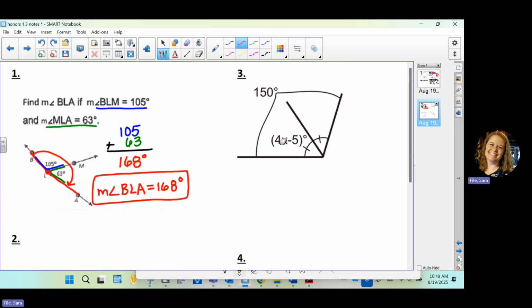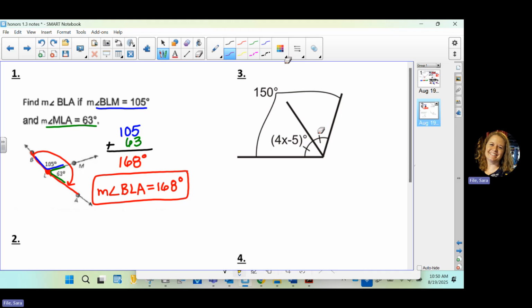Okay, and this time they give us markings. These were not congruent over here. LM was not an angle bisector. But here, because of these tick marks, I know that that middle segment is bisecting the angle. So if these two angles are congruent, that means if I add them together, they're going to equal 150, right? But this one's not labeled. I know what it is, though, because of the markings. What is this angle also? Yeah, it's congruent. So it's also 4x minus 5.